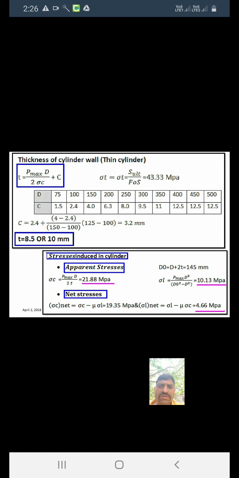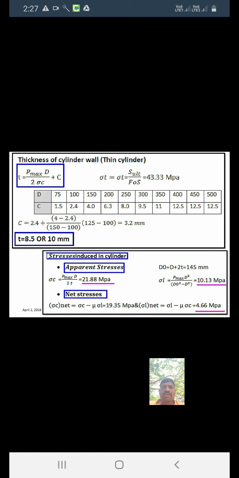Then stresses induced in the cylinder, we have seen which type of stresses are induced. Then apparent stress sigma C. Sigma C is the circumferential stress is equal to P max into D divided by 2T. We know the P max value, we know the D value and 2T value. Put these values in that equation, you will get the answer 21.88 MPa. And how to calculate the outside diameter, DO? DO is equal to D plus 2T. Before that also we have seen in the pressure vessel. You will get 145 mm.